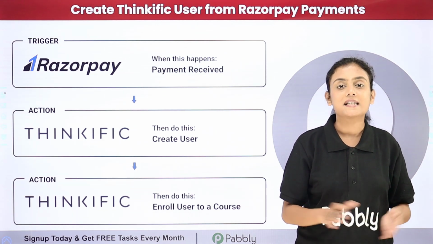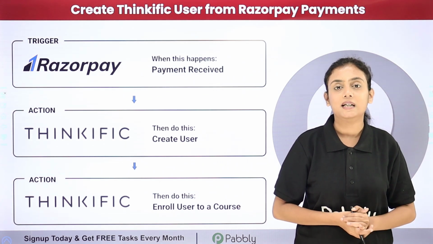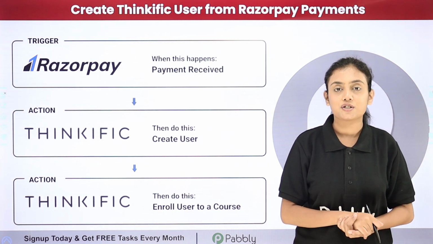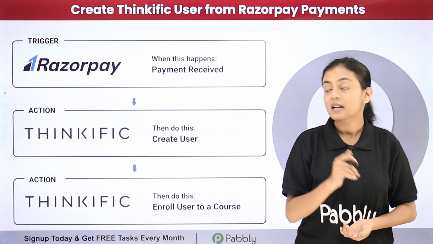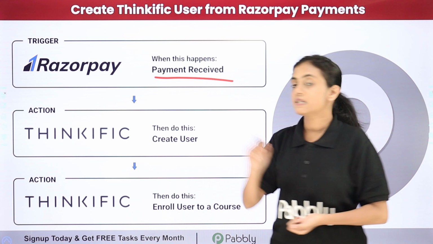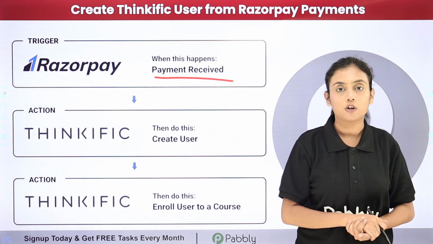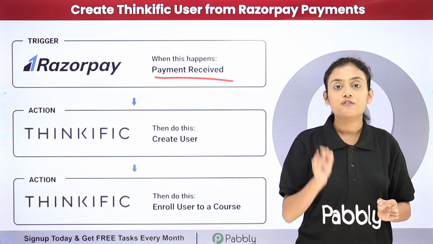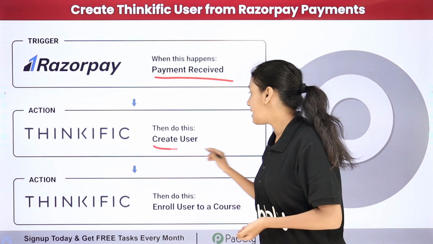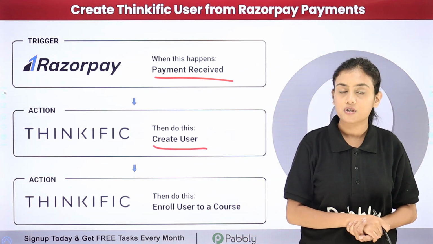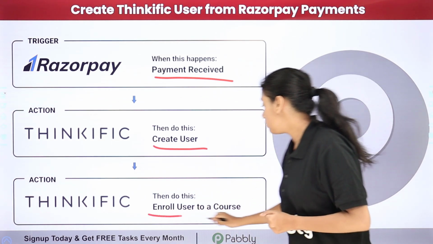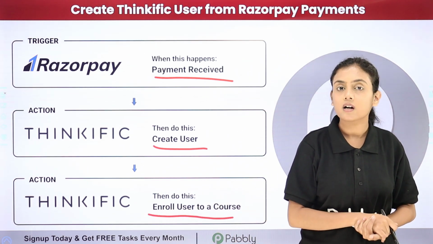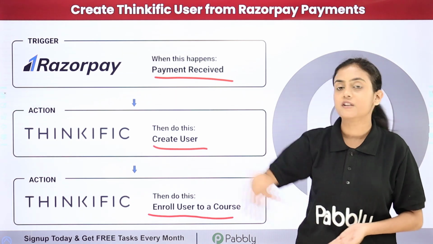So what I did was I simply created an automation using Pabbly Connect, which is an amazing automation and integration software. In this automation, we are going to learn that as soon as a payment is received with the help of Razorpay from any of my students, that student is automatically first created as a user in my Thinkific account. As they are created as a user, that user is then enrolled in the course that I've created in my Thinkific account that they have purchased with the help of Razorpay.